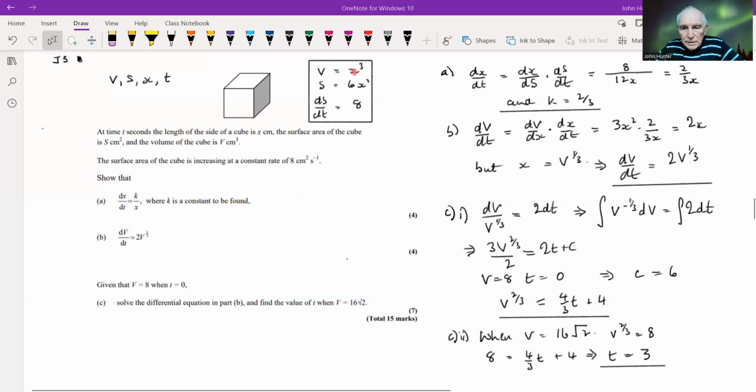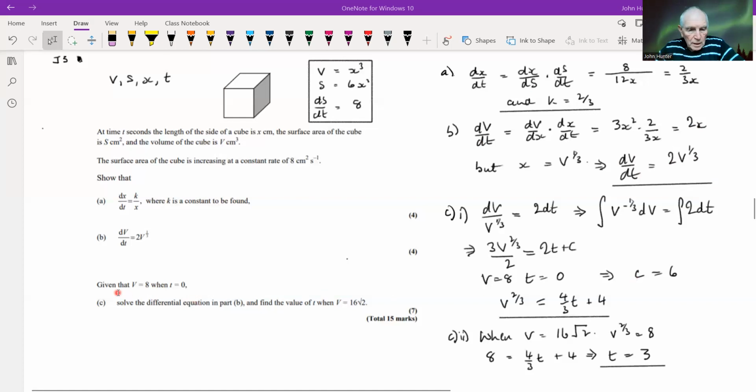But going back to this equation, we basically want to put this in terms of v. So dv/dt equals 2x is correct, but that's not what they're asking for. They're asking for dv/dt in terms of v. But quite simply, x is v to the power of a third, the cube root of v. So therefore, dv/dt equals 2 times v to the power of a third. Okay, so again, just a couple of lines to do that.